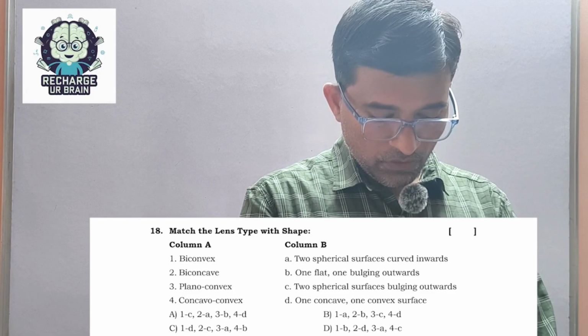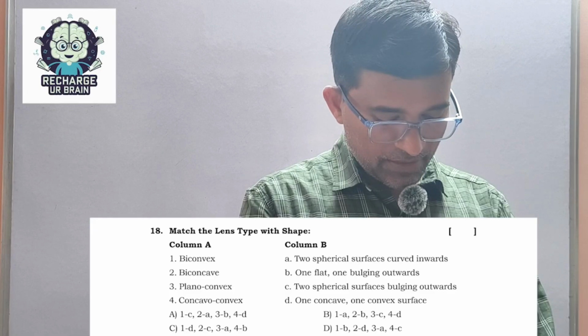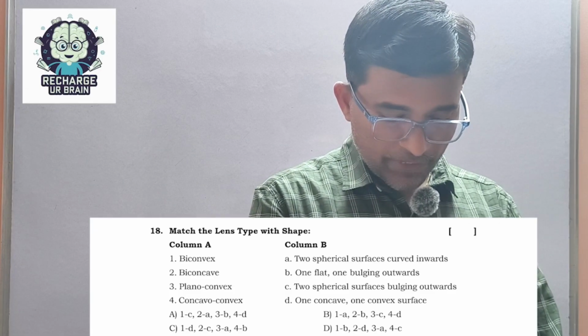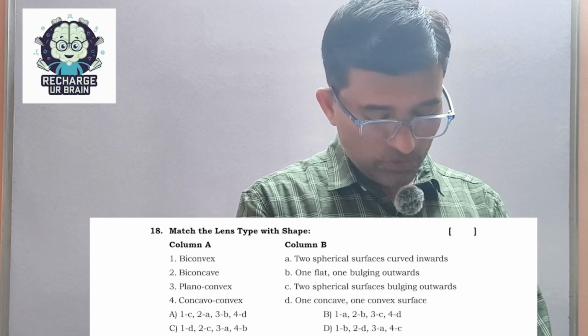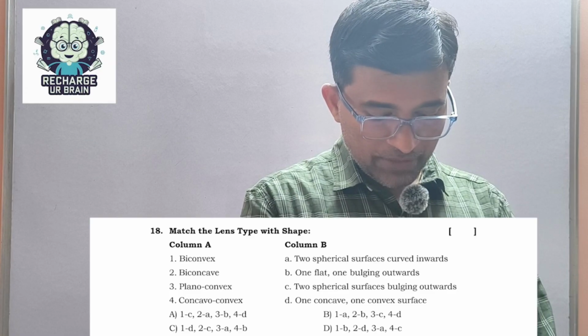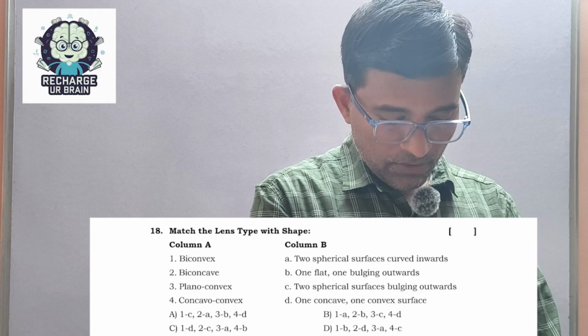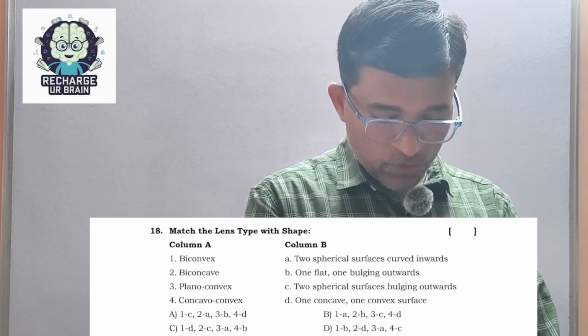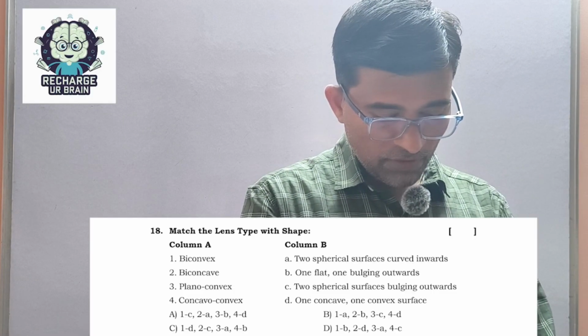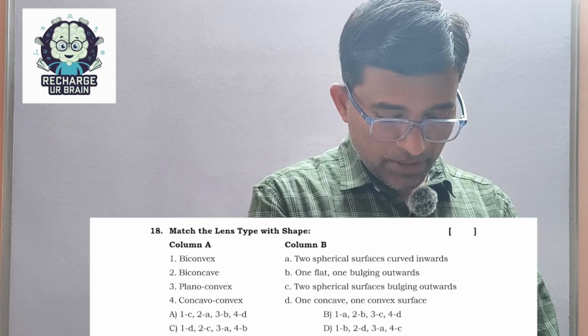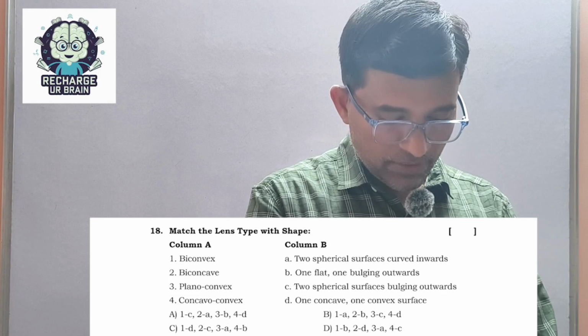Concavo-convex, one concave, one convex. So I will repeat: biconvex, two spherical surfaces are bulged outwards. For biconcave, two spherical surfaces are curved inwards. For the first one it is C.